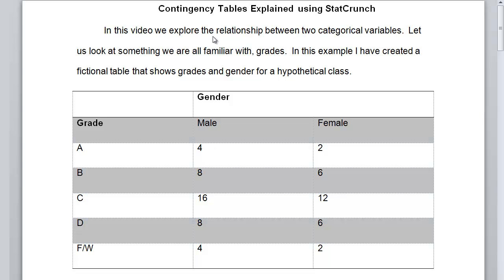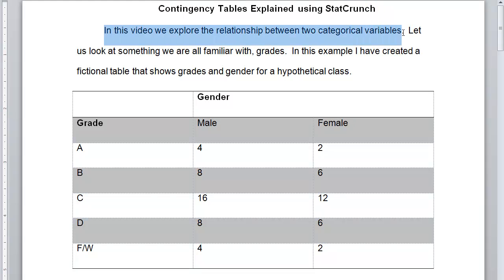Okay, so this is Professor Gilmet, and today what we want to do is talk about contingency tables, and we're going to explain them using StatCrunch. I think StatCrunch is a very valuable tool. It's super cheap, and it just does a much better job than the TI calculator. So, basically, in this video, we'll explore the relationship between two categorical variables.